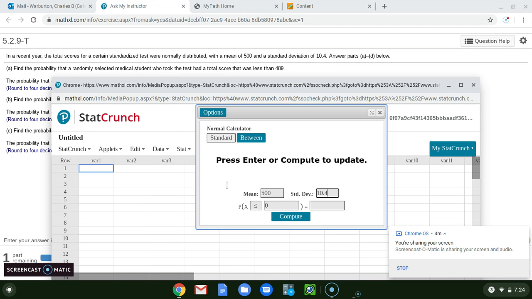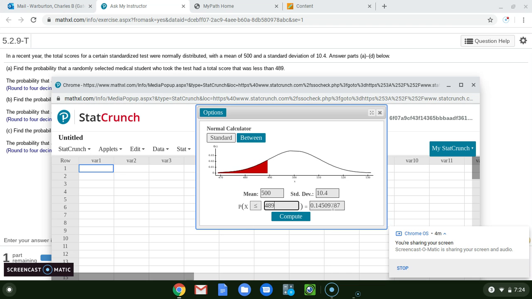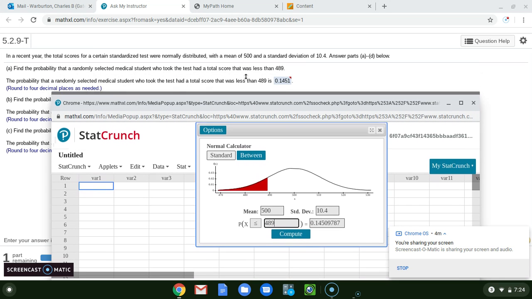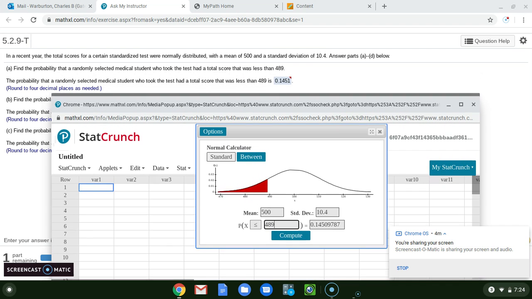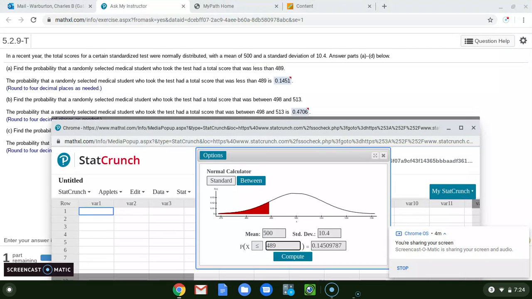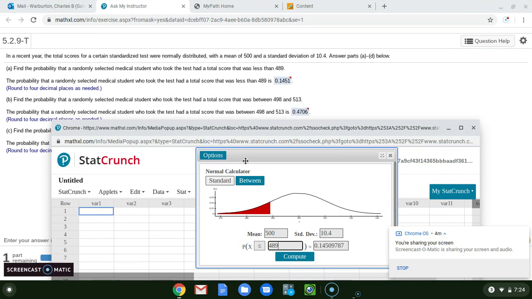And then you can find the probability in this case that it is less than, there's the less than symbol, less than 489. And then hit compute, and there it is, 0.1451. And that's how they got this right there.